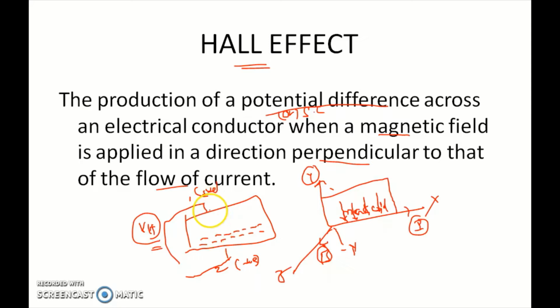So due to the existence of these dipoles, between surface 1 and surface 2 a certain potential difference will exist, and that potential difference is called the Hall voltage. That we will see clearly in the next slides.